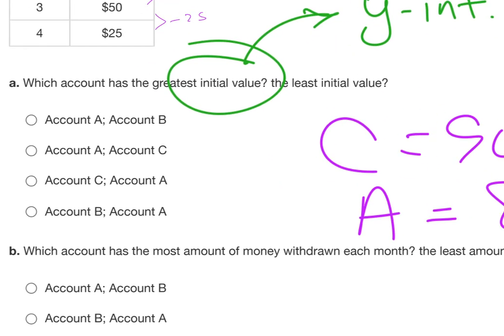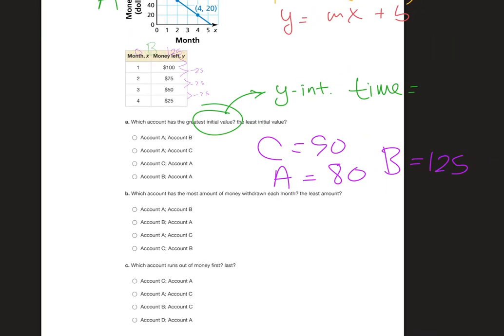So which account has the greatest initial value? B. And then C. Oh, it doesn't even say that. Oh, okay. Sorry, which has the greatest and then the least? So it was B, then A. Gotcha. B, then A. There we go.